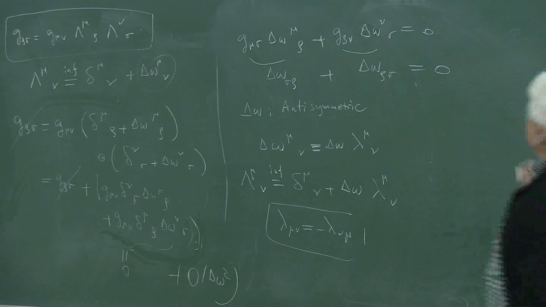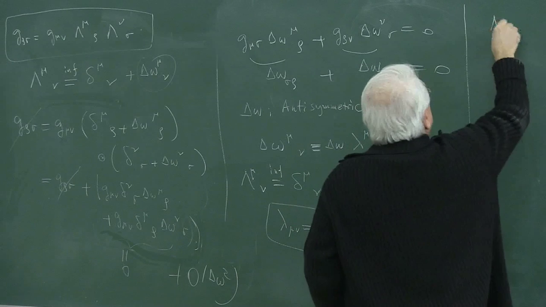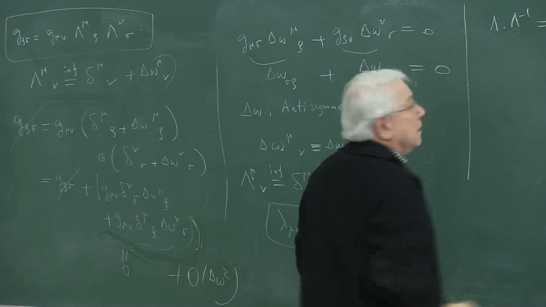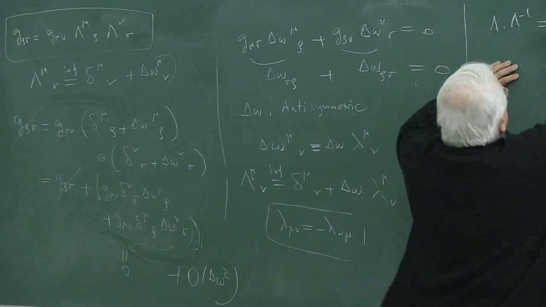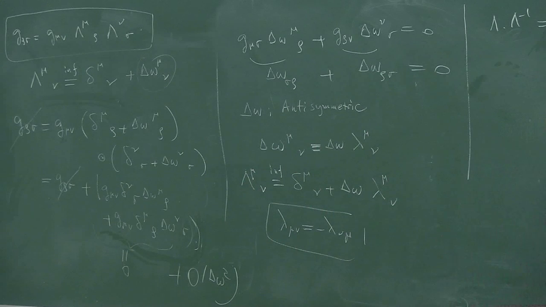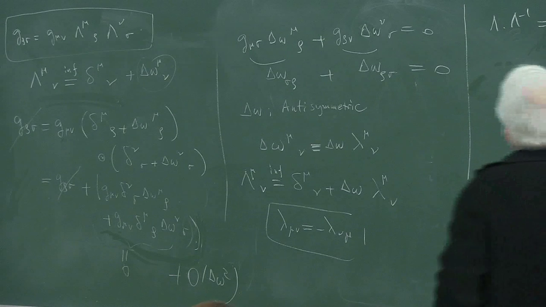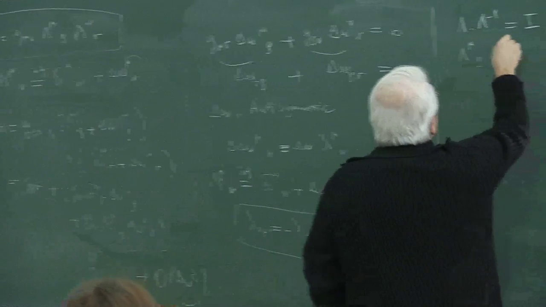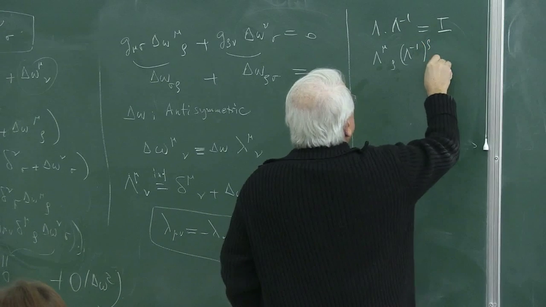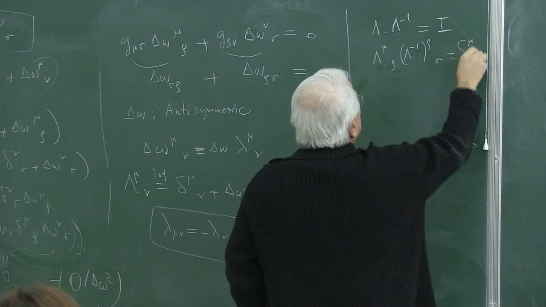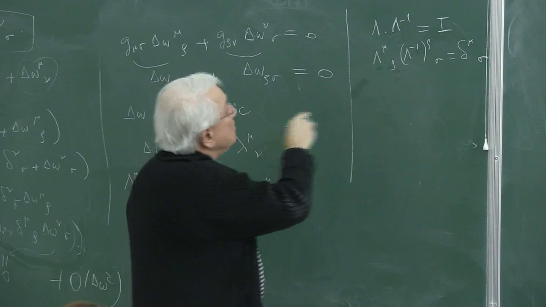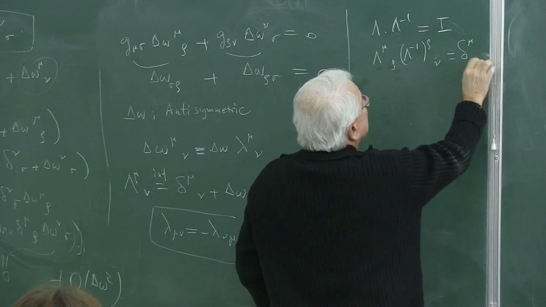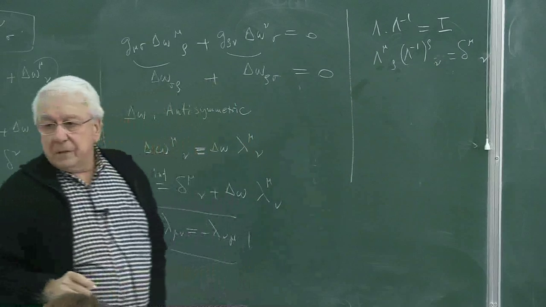Let's remember that the matrix and its inverse matrix are defined in this manner, right? You multiply with the inverse and you get the identity. Let me write this in the tensor form. Lambda mu rho lambda inverse rho sigma is delta mu sigma. Perhaps I should put this nu in here so that I can have that relationship.